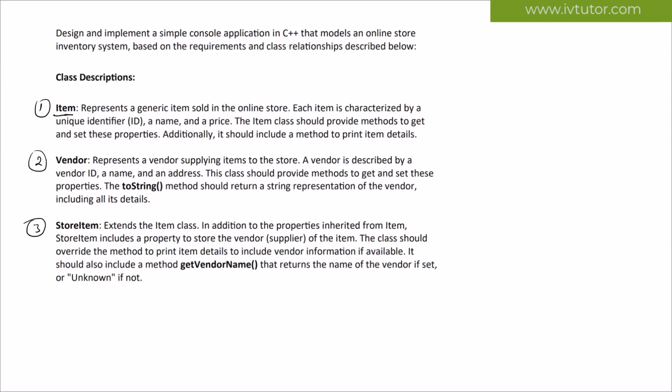Item represents a generic item sold in the online store. Each item is characterized by a unique identifier ID, a name, and a price. The item class will provide methods to get and set these properties. Additionally, it should include a method to print item detail.